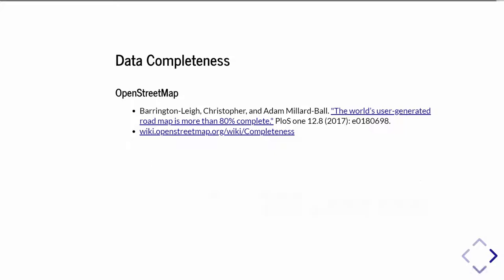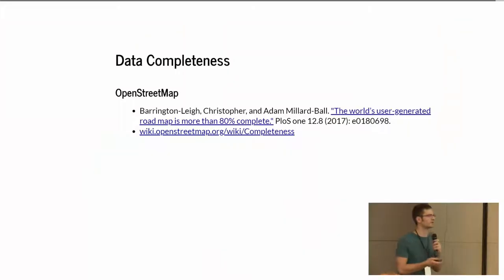Okay. Yeah, in OpenStreetMap you have a lot of research about the data completeness. So one research which was interesting is that the world user-generated roadmap is more than 80% complete according to this paper. And also there are a lot of other projects that measure different measures to see how complete the data set is, how complete certain attributes are.